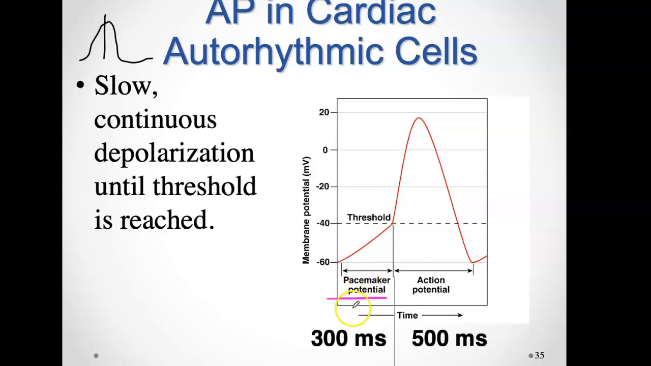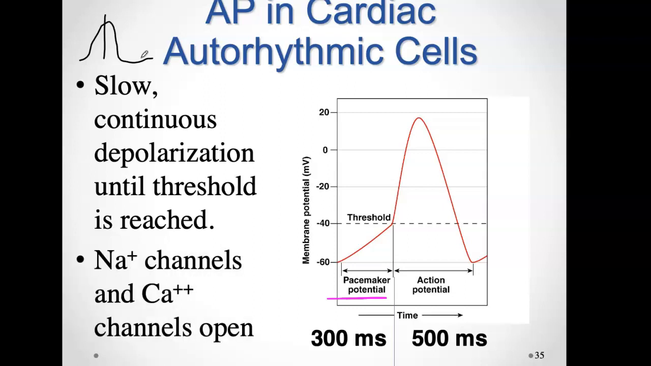This is pretty slow. It takes about 300 milliseconds. If you remember how long my AP took in muscle before, the contraction took 300 milliseconds or 400 milliseconds, but the actual action potential was only about 2 to 3 milliseconds. This is a lot slower. Do you notice? So sodium channels and calcium channels are going to open in a very similar way as to the regular AP that we were looking at earlier.